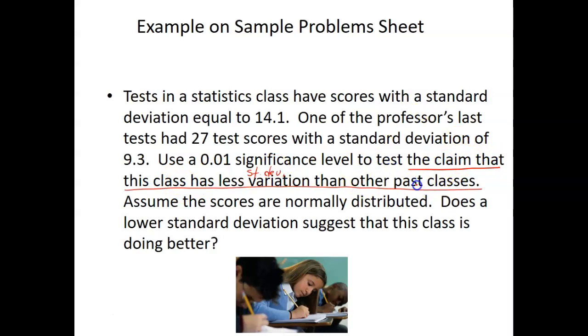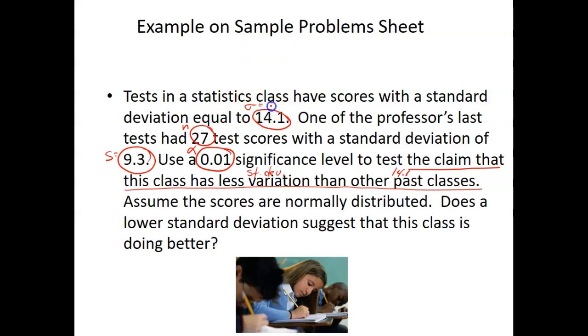So we need to come up with a value here. And if you read, past classes had a standard deviation of 14.1. So that's the value that we're going to be using there. We also know that this is going to be our alpha. This is going to be our N. This is our S because it's the standard deviation coming from our sample of 27. So it would be an S and not a sigma. And this is actually going to be our sigma because it's in the claim. It's the value that we're using in the claim.